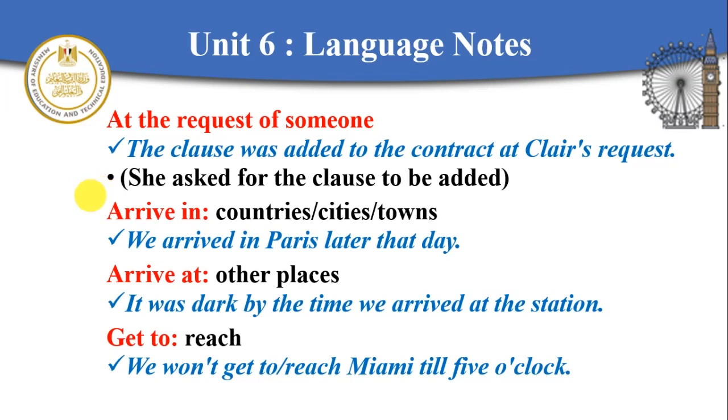Arrive in countries, cities, towns. Let me see here. We arrived in Paris that day. Okay, arrive in countries, cities, towns. Arrive at other places. We arrived in Paris. It was dark by the time we arrived at the station. Small place.